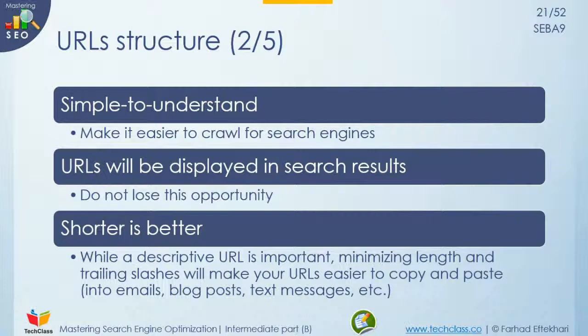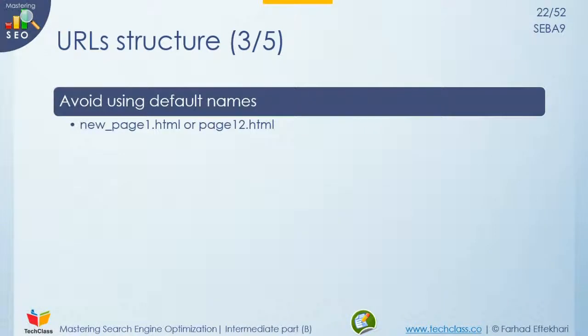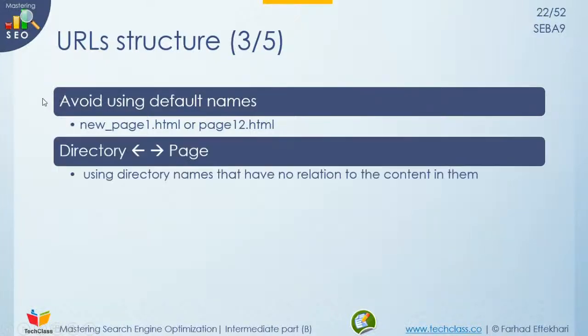We talked about some concepts about making something related and relevant to your page. It applies to your URLs as well. As you can see here, this is why the descriptive URL is important. Minimizing length and trailing slashes will make your URLs easy to copy and paste as well. And always avoid using default names like page 1, page 12. Anything that is default is not really interesting for both users and search engines.